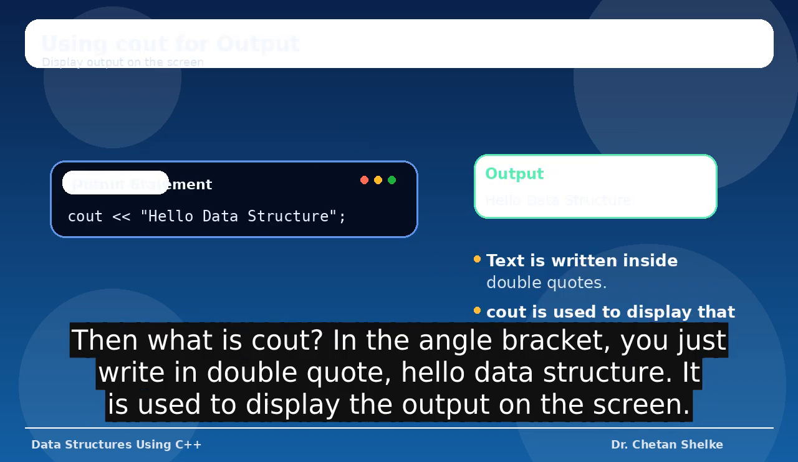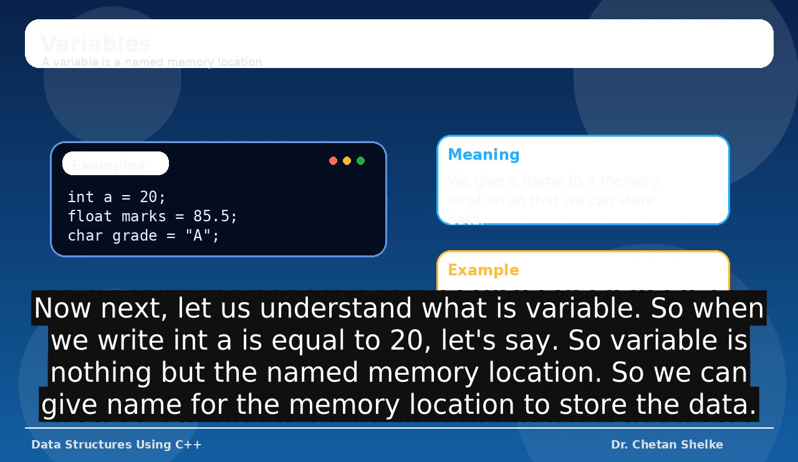Now next, let us understand what is a variable. So when we write int age = 20, let's say, a variable is nothing but a named memory location. So we can give a name to the memory location to store the data.